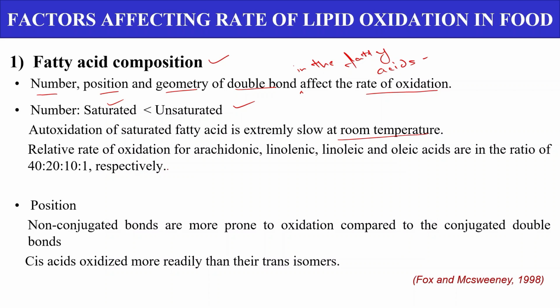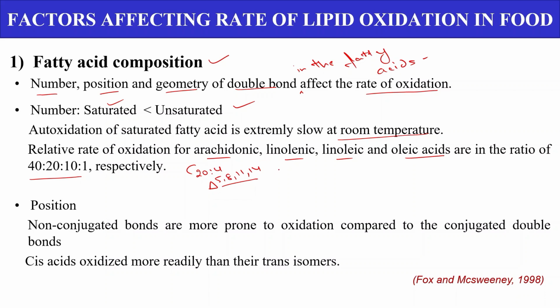And if we compare arachidonic acid, linolenic acid, linoleic acid, and oleic acid, the relative rate of oxidation is 40:20:10:1. That is to say, arachidonic acid, which is C20:4 delta 5, 8, 11, 14, because there are 4 double bonds, is 40 times more susceptible to oxidation as compared to oleic acid. Linolenic acid is 20 times more susceptible to oxidation as compared to oleic acid.